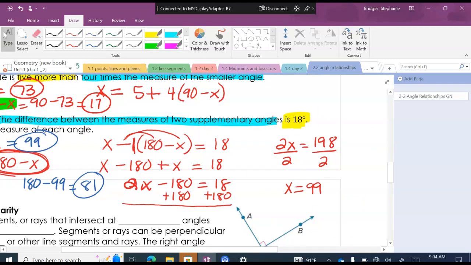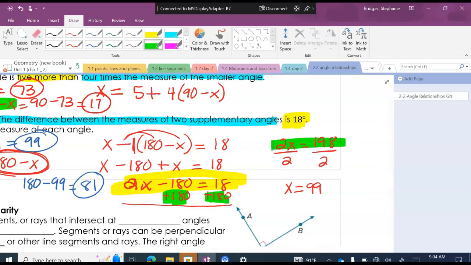Over here, starting where I'm highlighting in yellow, I had 2x minus 180 equals 18. You see that? Then I added the 180 to both sides right here, and I ended up with this. The 2x equals 198. Can't you just do 180 plus 18 from the beginning? Or you can't just keep it like that? I mean, you need to keep it where your non-variables are on one side of the equal sign and your variables are on the other. Is everybody okay with that?